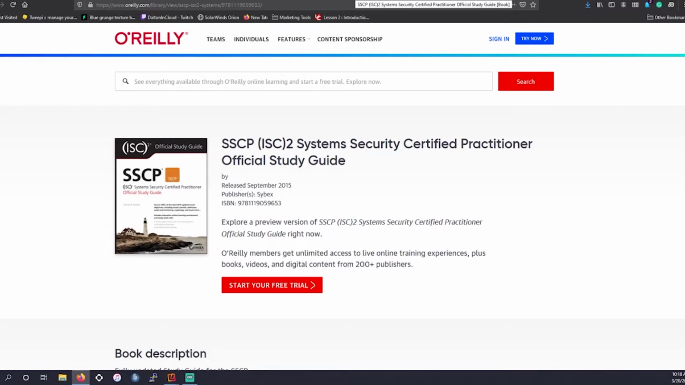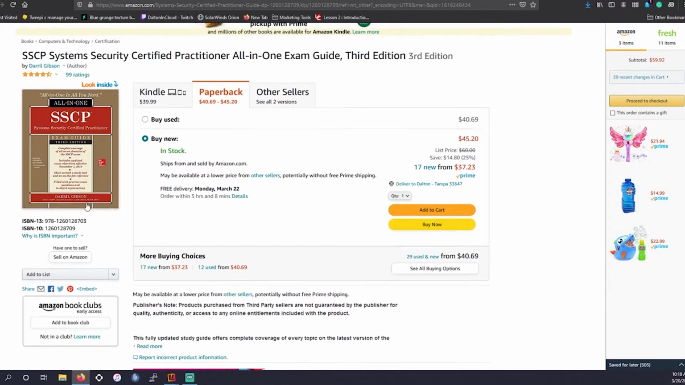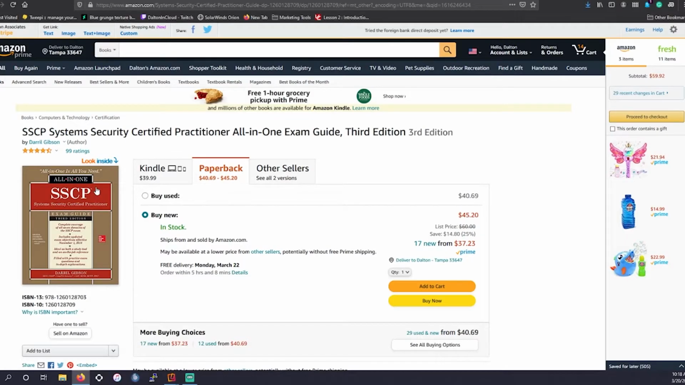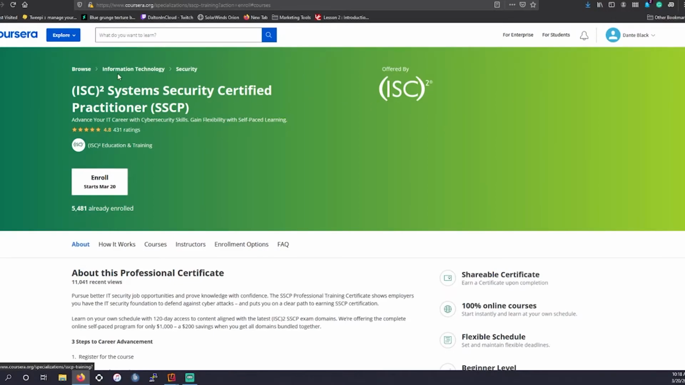So this is actually going to be a Cybex book, the SSCP official study guide, and this was last updated 2015. I believe the first edition was updated 2011. I don't know when the third edition was last updated.